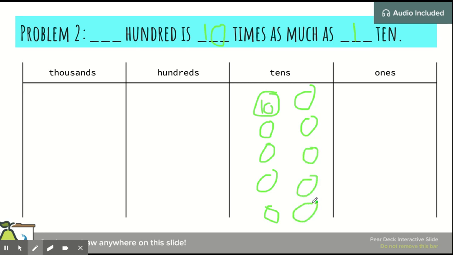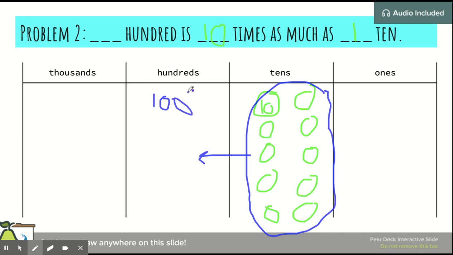And then moving my 10s now, we'll make them blue. Moving my 10s, putting them together, bundling them together, and regrouping them to make 100. So you have 100. So what you could say is, how many hundreds do you have right now? So 100 is 10 times as much as 10.